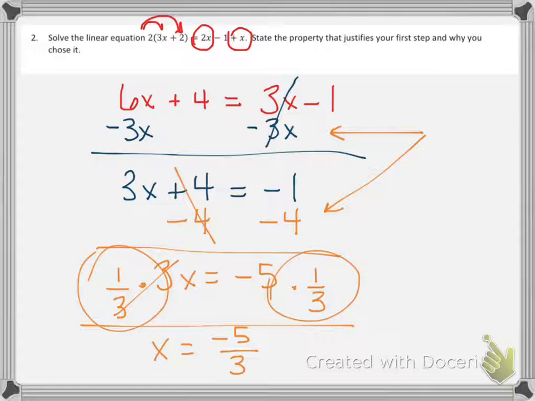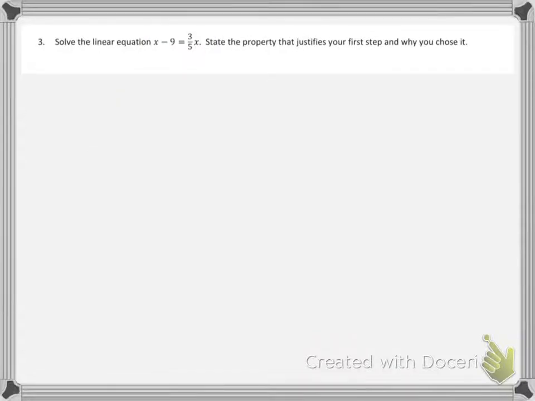Okay, number 3. x minus 9 looks fine. 3/5 x looks fine. The only problem is we have x's on both sides. So let's see. I'm going to subtract the 3/5 x. So in order to do that, I'm going to call our x to begin with 5/5 x. Because 5/5 is 1, and I have 1x, so this is an equivalent expression.